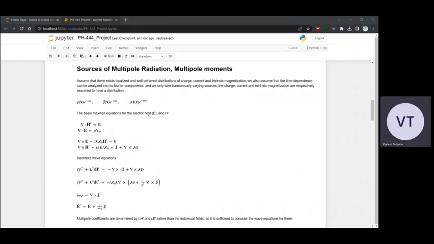Hi, so I will be presenting this part on sources of multipole radiation and multipole moments. Since we have already discussed multipole radiation, we now move on to the sources that generate them. Here we have assumed the charge density, current density, and intrinsic magnetization to be well behaved, and they follow this distribution.